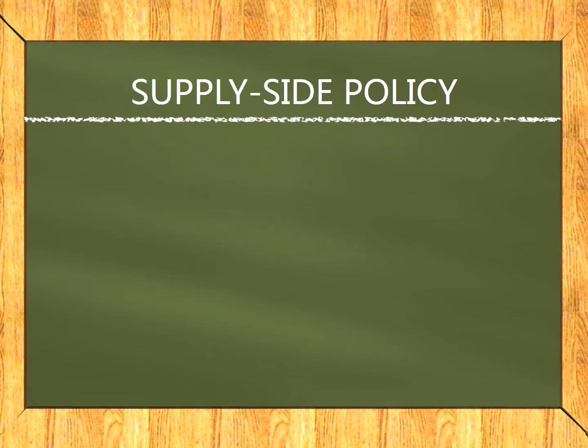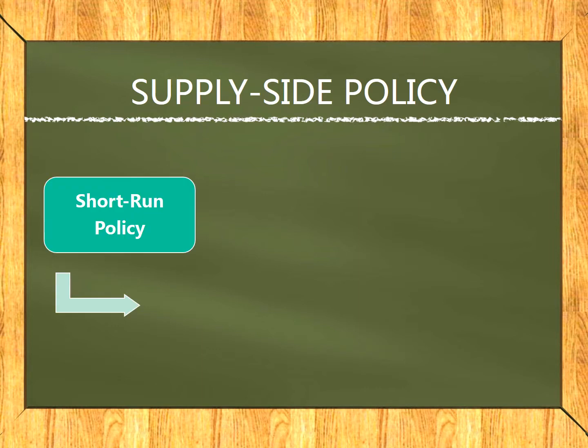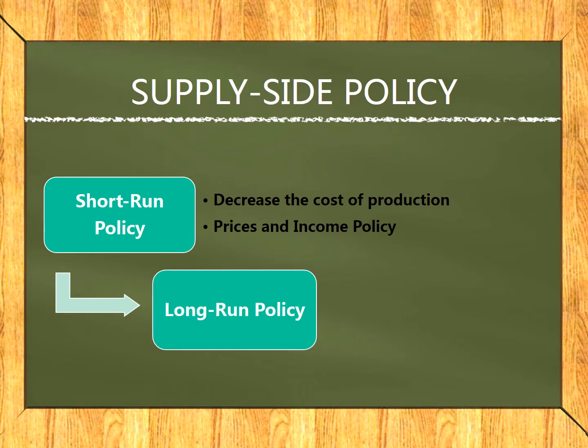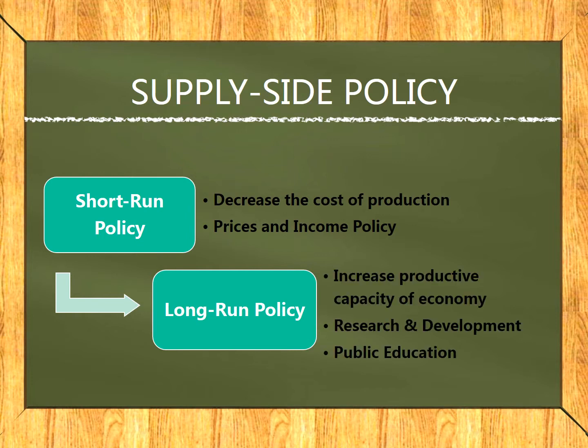Another policy that the government can adopt is supply-side policy. Short-run supply policy will be aimed at reducing the cost of production. For example, the government can impose price controls on basic necessities like food, fuel, and utilities. In addition, there can also be wage control as labor costs tend to form the largest portion of the total cost for many firms.